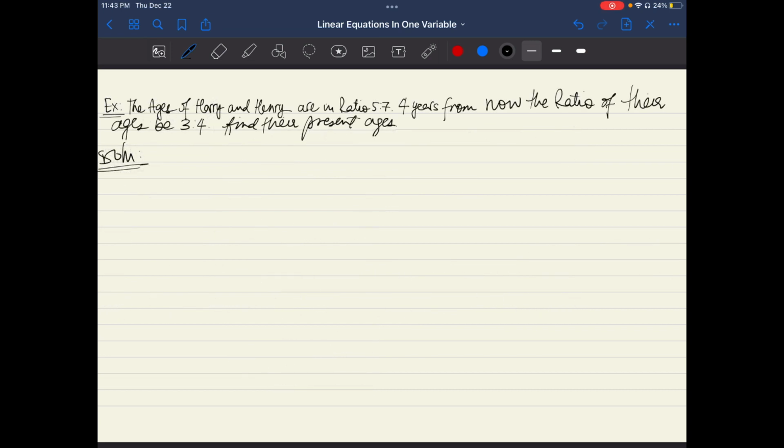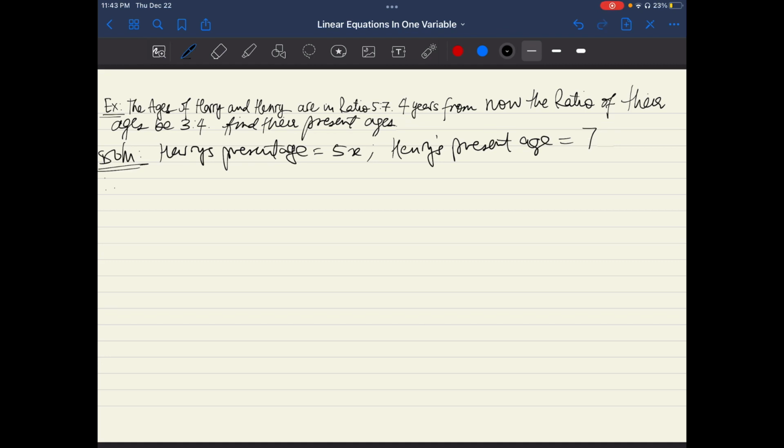Now let's move on to the next question. Our next question says the ages of Harry and Henry are in ratio 5:7. 4 years from now, the ratio of their ages will be 3:4. Find their present ages. Now first, let's look at the ratio of 5:7. From that ratio, we find out that Harry's present age is 5x, and similarly, Henry's present age is 7x.